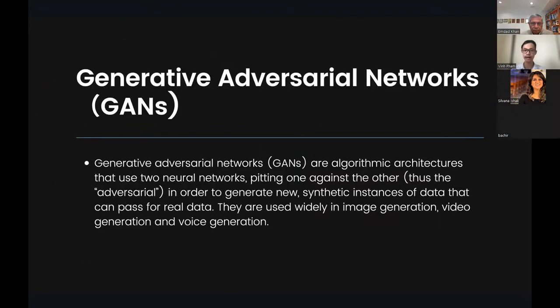So I'll hand over to Jialei, and she will talk in a little more detail about generative adversarial networks, also known as GANs. Yeah, thank you.